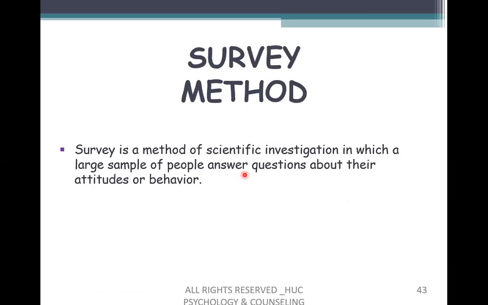Next one is the survey method. Survey method is actually a planned method. Survey is a method of scientific investigation in which a large sample of people answer questions about their attitudes or behavior. So what they do is a survey. Before an election, for example, they first carry out a survey to figure out the needs and wants of the people in that particular area. It's applicable for a large group of people as well.